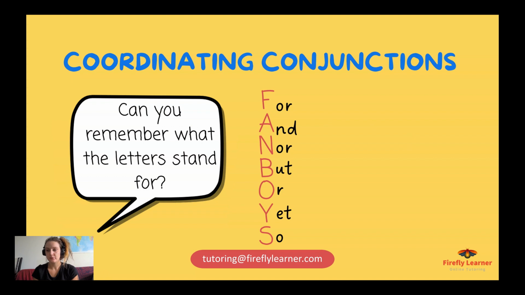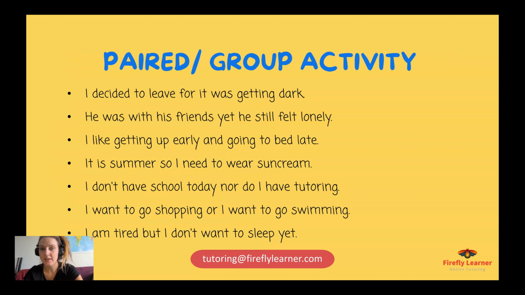So F was for, A for and, N for nor, B for but, O for or, Y for yet, and S for so. Have a look here. This is your first activity, practicing using coordinating conjunctions. I've got some sentences there. They all include a coordinating conjunction. See if you can find the coordinating conjunction in each sentence. Remember, the coordinating conjunction is coming in the middle between 2 main clauses. Pause the video now whilst you try and find them.